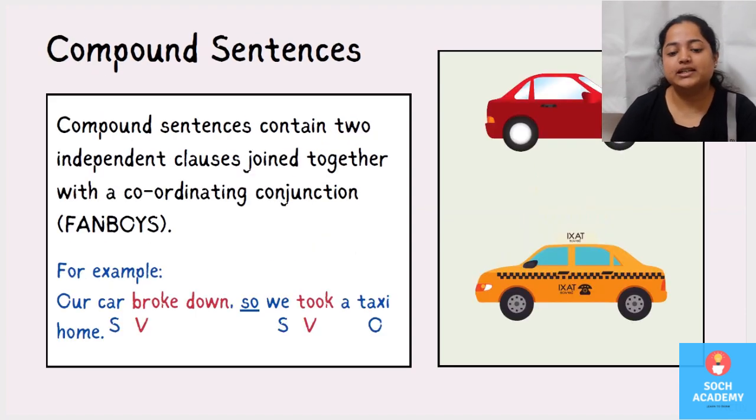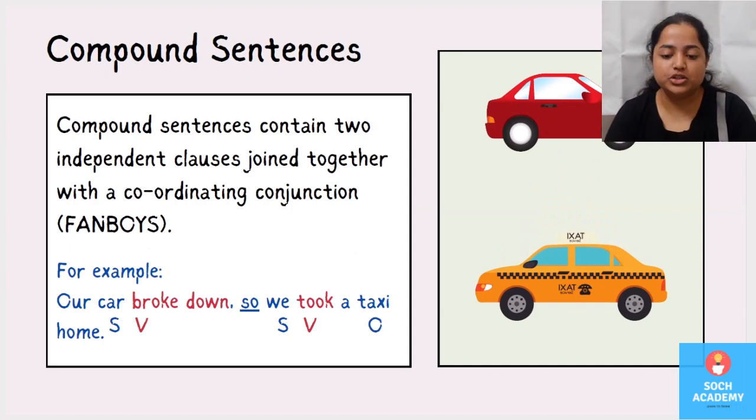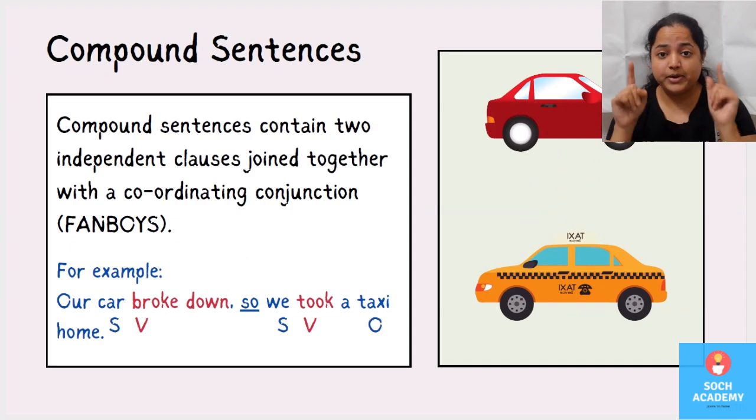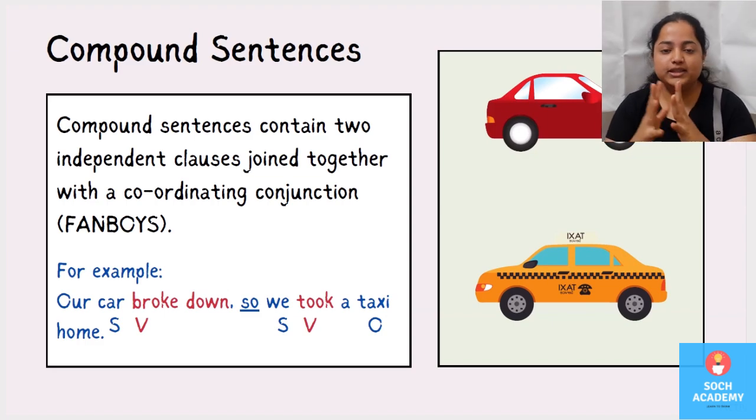Compound sentences contain two independent clauses joined together with a coordinating conjunction, in brackets FANBOYS. For example, our car broke down, so we took a taxi home. Now in this sentence, we have two independent clauses, which is our car broke down is the first independent clause and we took a taxi is the second independent clause. We also have a conjunction, so.